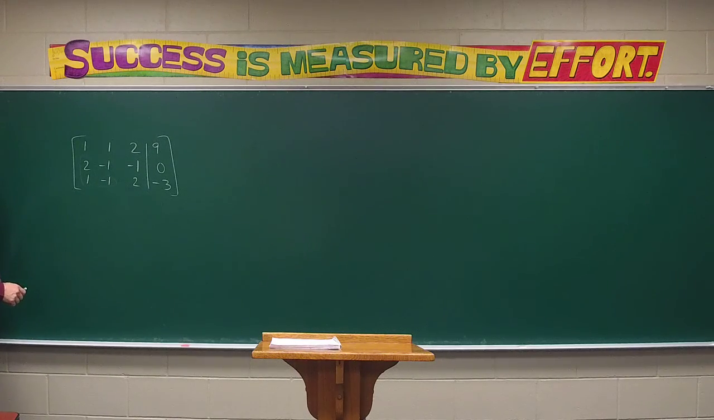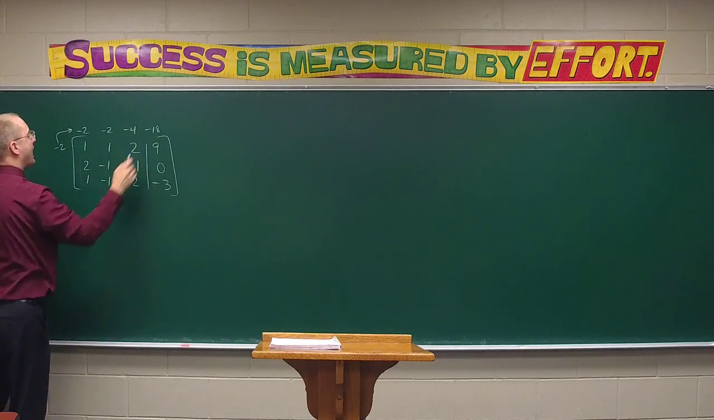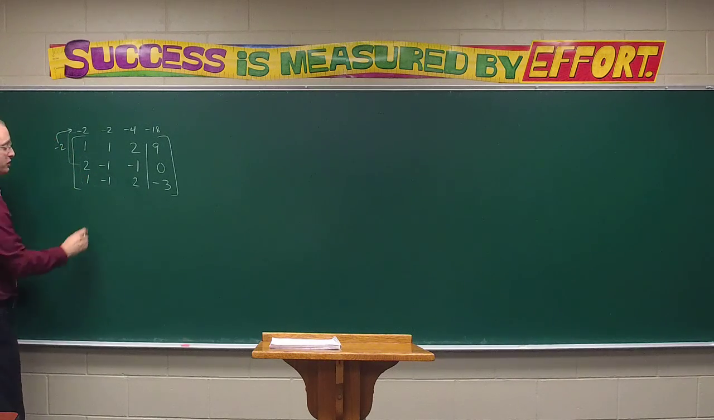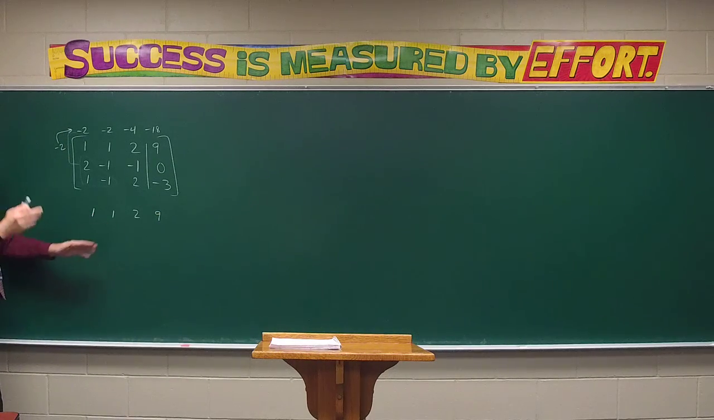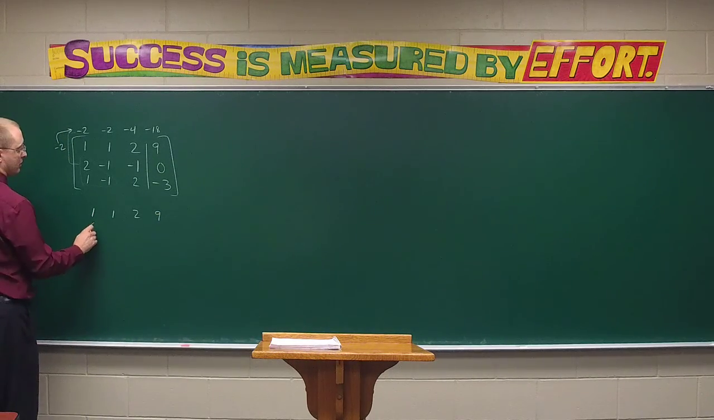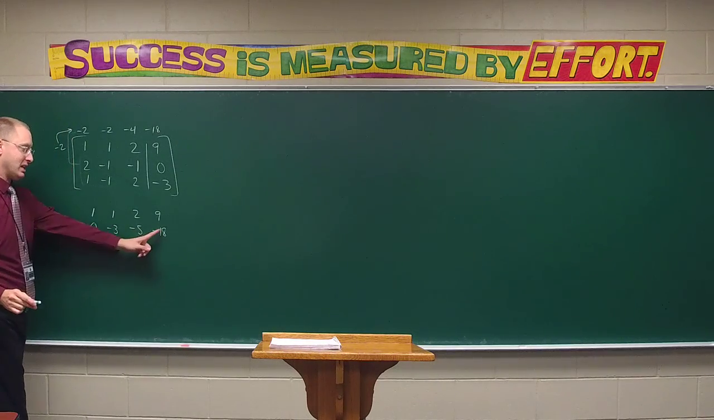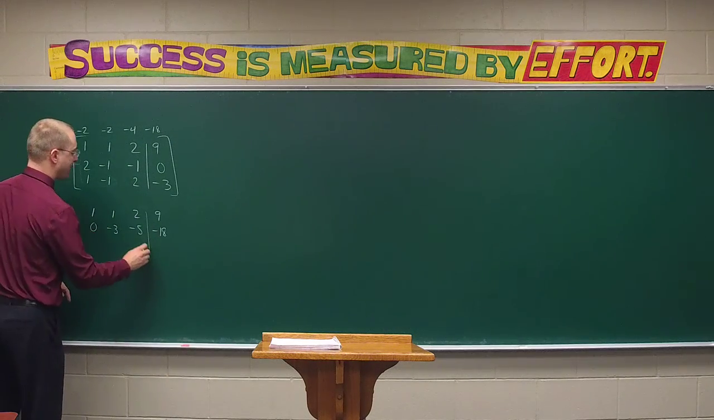You multiply the top by negative 2. All right, if I multiply the top by negative 2, it would give me what for my top row? Negative 2, negative 2, negative 4, negative 18. And then I could add that with this row, and that would replace my middle row. So I'm going to keep the 1, 1, 2, 9, but what does that make my middle row become, Michael? 0, negative 3, negative 5, negative 18. By the way, if they're all negative, I could change them all to positives, for the record. I could do that. I don't necessarily have to do that.